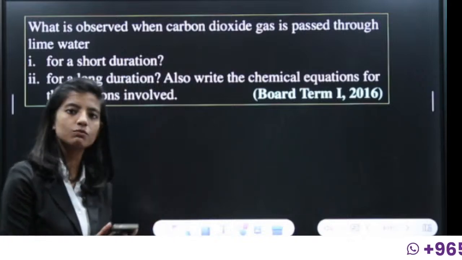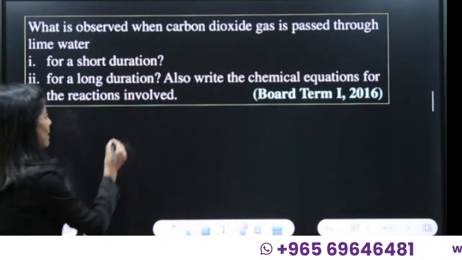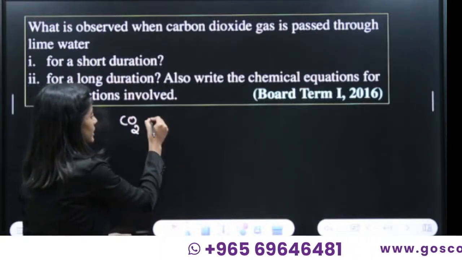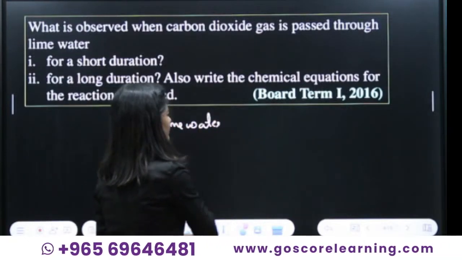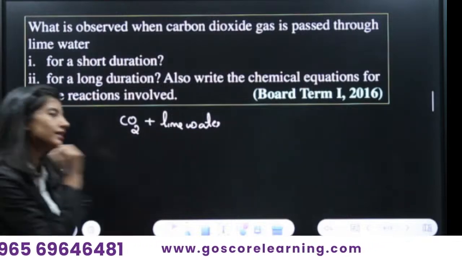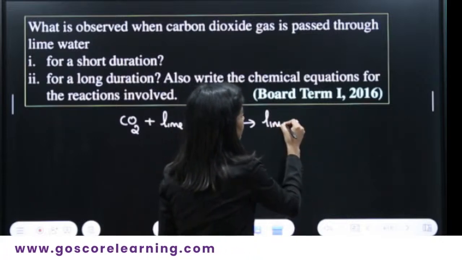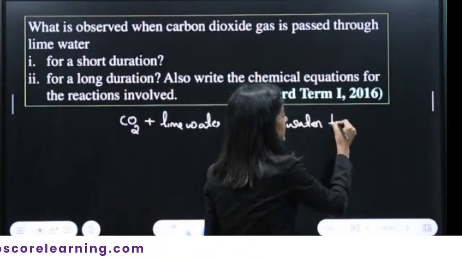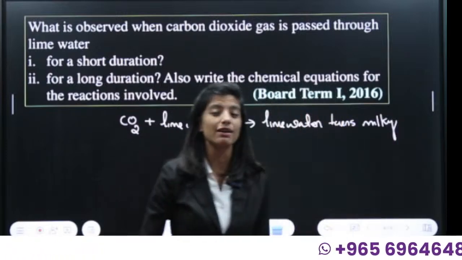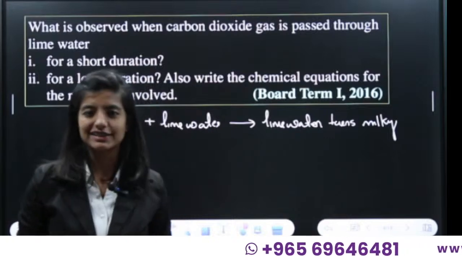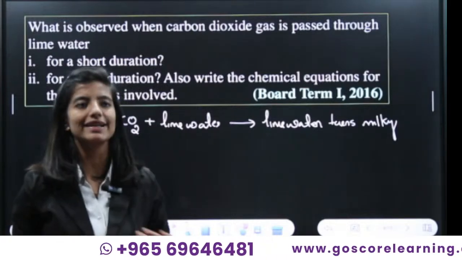So what is lime water now? Before that, just tell me what happens if the carbon dioxide is passed through the lime water. The lime water turns milky, correct? It will turn into a milky white color. Okay, so it will turn into a milky color. What is the reason for that? Why is it turning into a milky color?